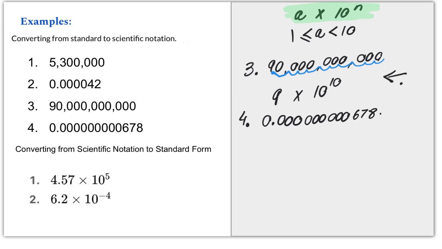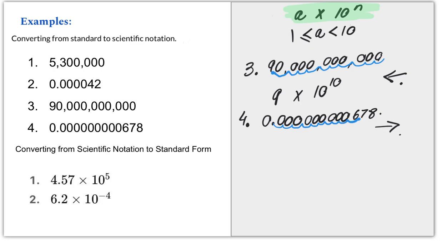This is a number less than 1. That means that I have to move the decimal towards the right. And I do have in the back of my mind that my exponent is going to be negative. Let's go ahead and do that. 1, 2, 3, 4, 5, 6, 7, 8, 9, and 10.